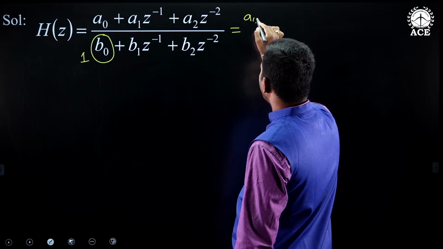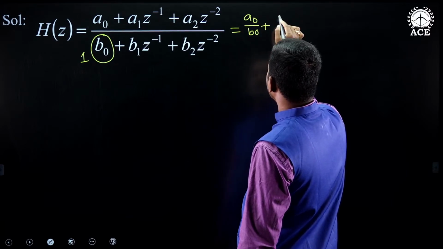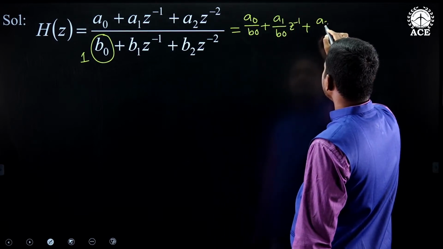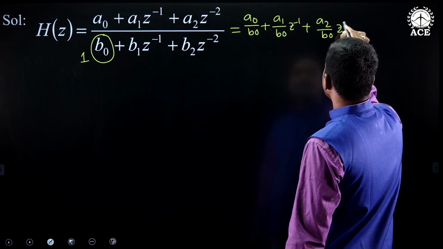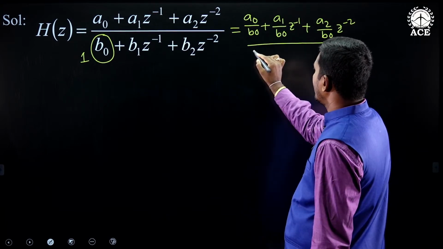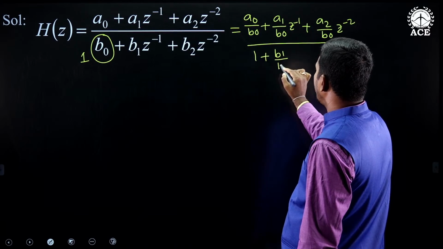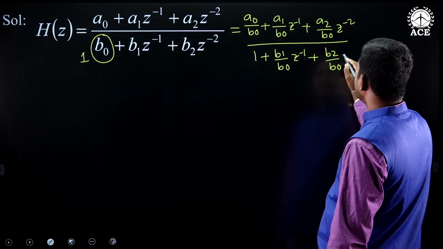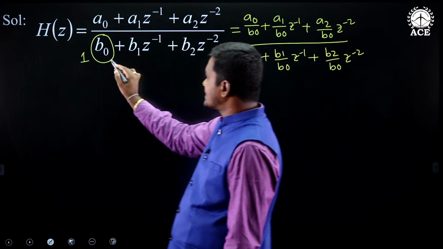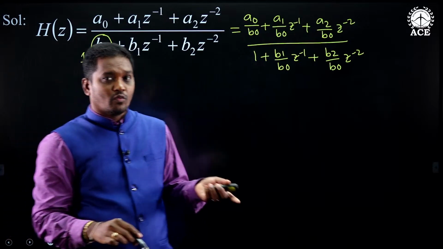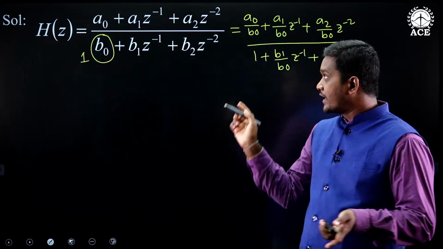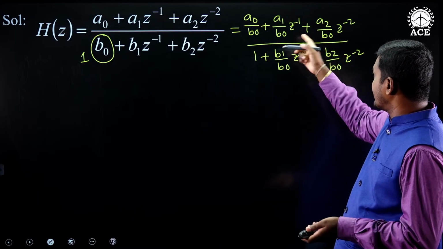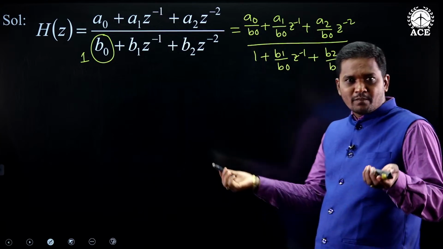Then it becomes (a0/b0 + a1/b0 z^-1 + a2/b0 z^-2) whole divided by (1 + b1/b0 z^-1 + b2/b0 z^-2). So whenever this is not 1, you have to make it 1 by taking the common factor. I have taken b0 common, so all the things are divided by b0. Now simply apply the logic.